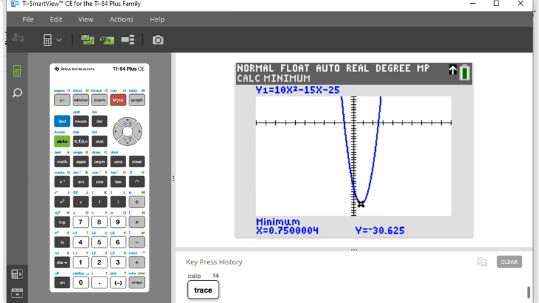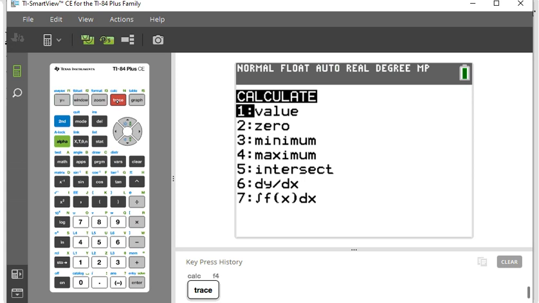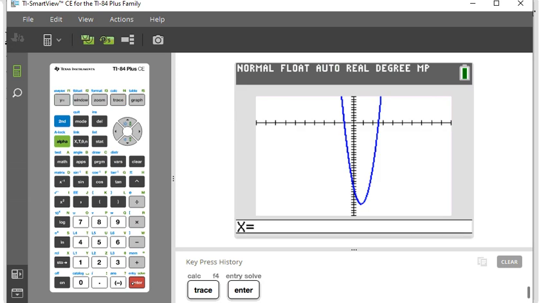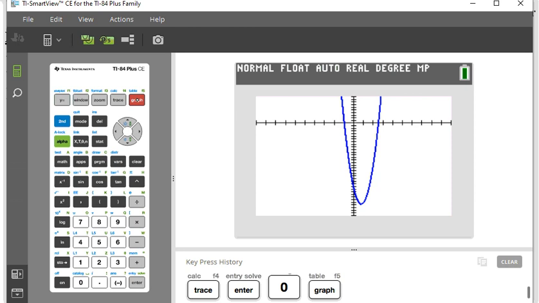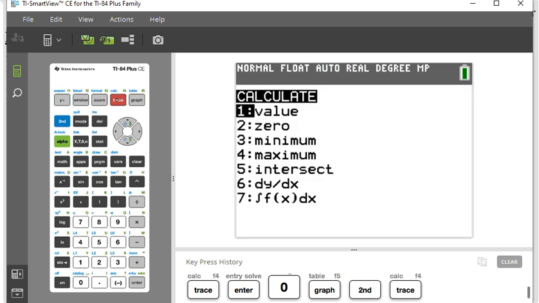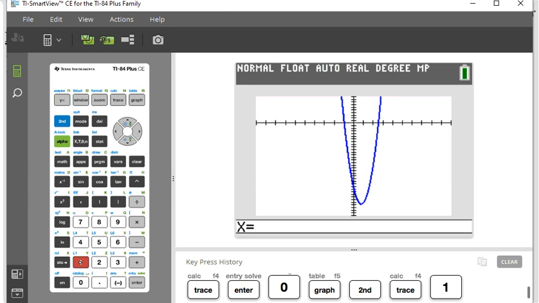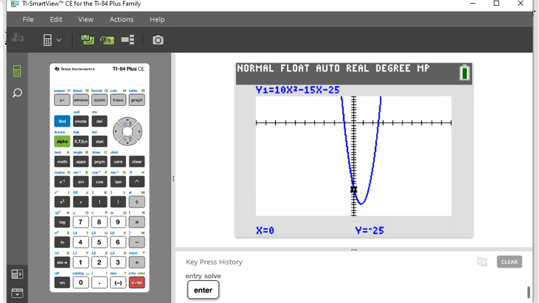And now, second trace. Now we want the y-intercept. We want to know when x is 0, which will give me my y-intercept. Whoops, I didn't want graph, my bad. Second trace, we want the value 1. When x is 0, hit enter. Our y-intercept happens when x is 0, and we hit the y-axis at negative 25.